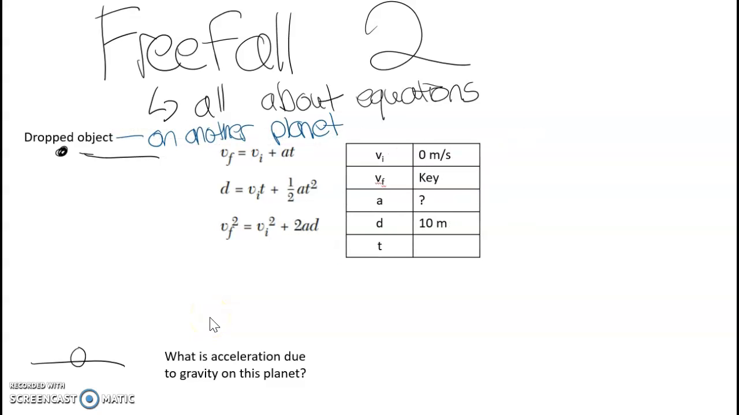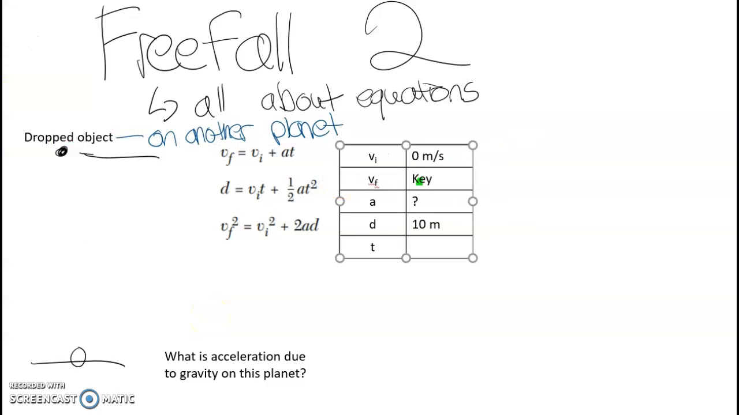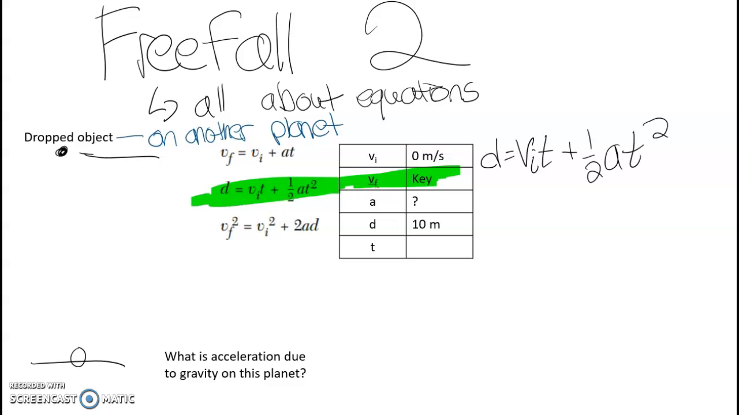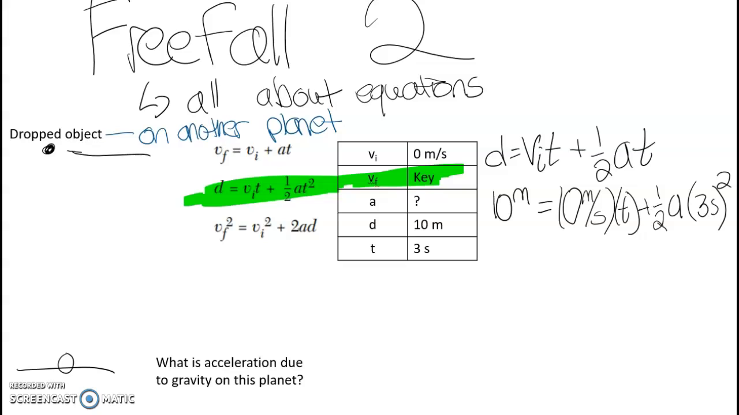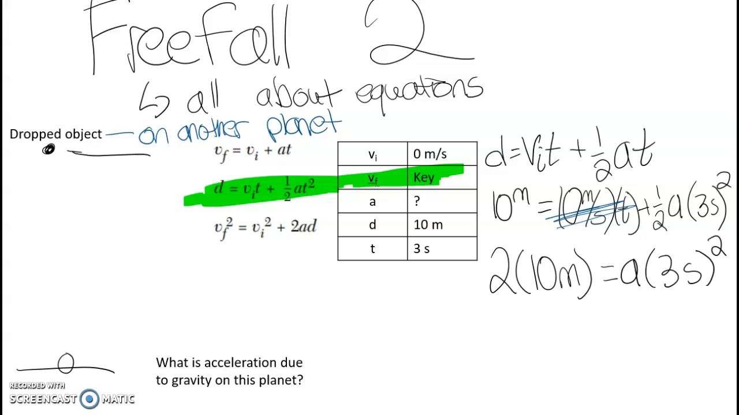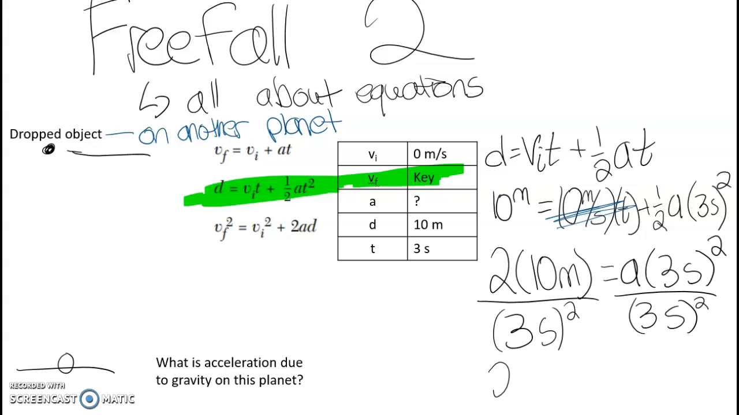So VF is our key quantity here. So we want to choose the equation that doesn't have VF in it, which is this one. And we're going to start off by stating that equation. We're going to plug numbers into that equation with units. Anything times 0 is 0, so I can cross off this part, and I can multiply both sides by 2, and I can divide both sides by 3 seconds squared. And I can punch that all into a calculator, and I get an acceleration of 2.22 meters per second squared.